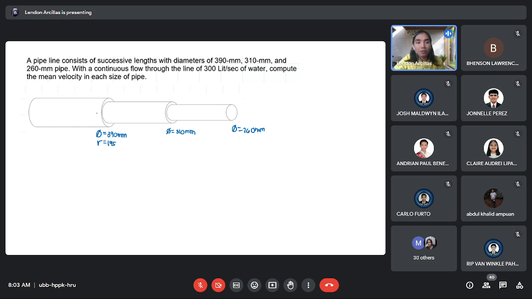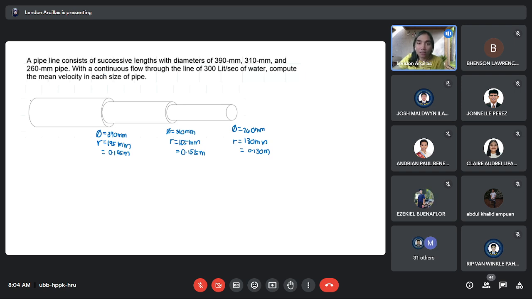Bakit? Dahil circular na siya, we will use the pi r squared. Hindi na siya yung square. So in meters, this is 0.195. So the radius, this is 155, half of 310, and this is in meters, 0.155. Lastly, the radius for this one is 130. In meters, that is 0.130. Okay, with a continuous flow through a line of 300 liters per second of water.